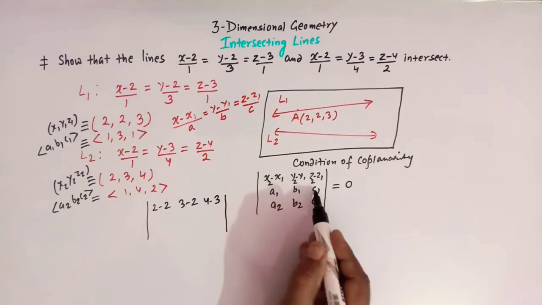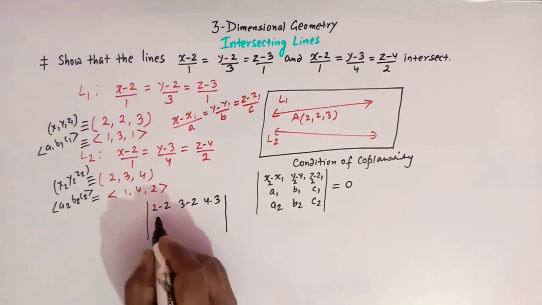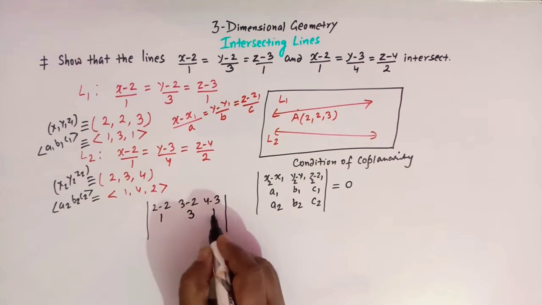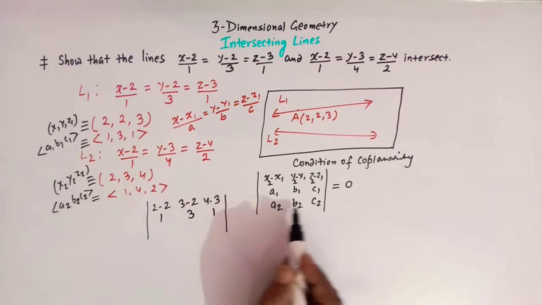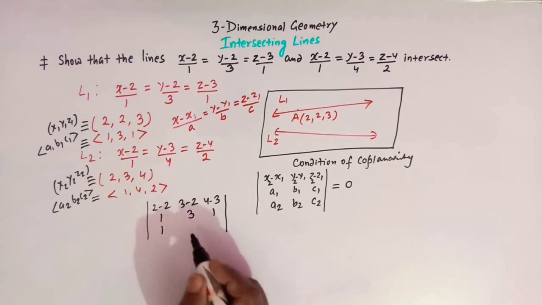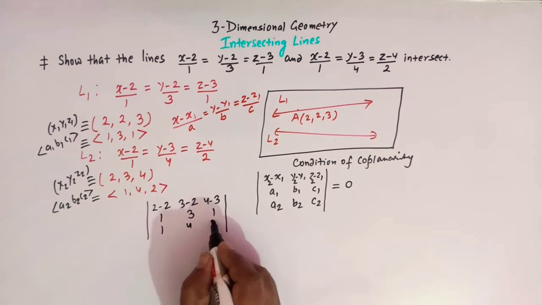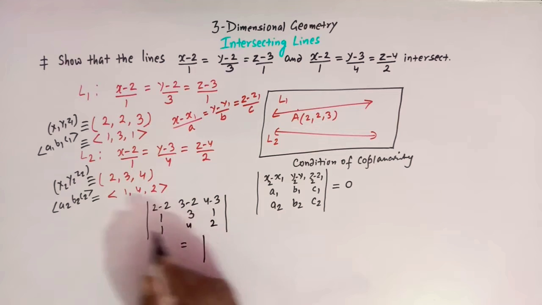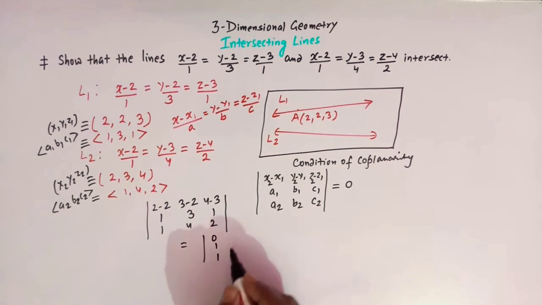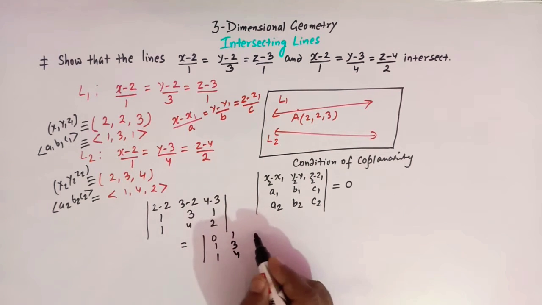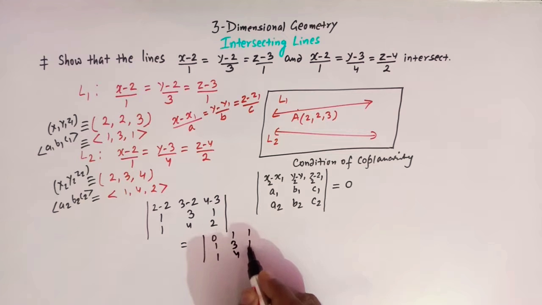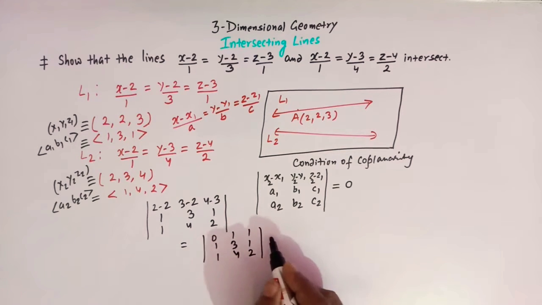And a1, b1, c1 is 1, 3, 1, and a2, b2, c2 is 1, 4, and 2, right? So this determinant is now reduced to 0, 1, 1, and here we have 1, 3, 4, and here we have 1, 1, and 2, right?